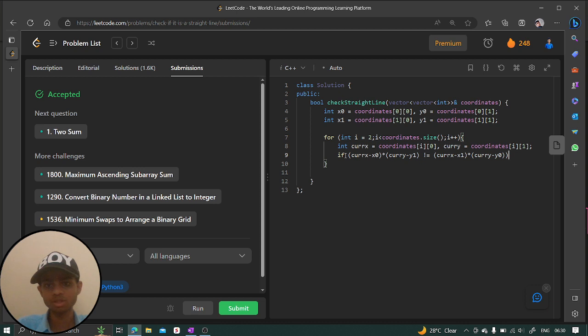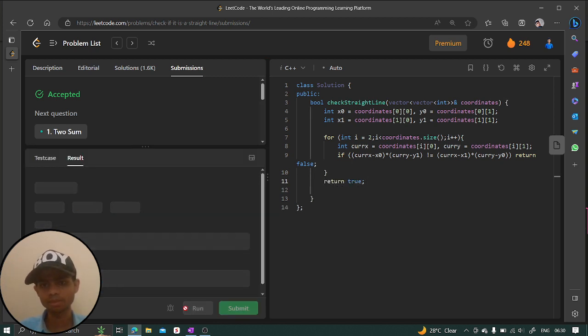But if it is not the same, it means the slope is different, so this is not coming in our straight line, so we can directly return false. If it is not the case, we come out of the loop and return true. Now let's run this code and see whether it's working fine with C++.